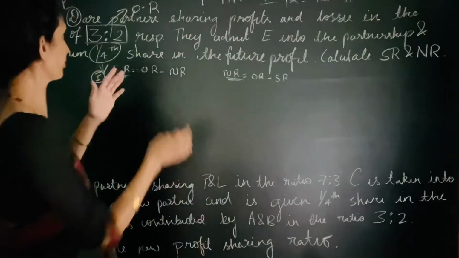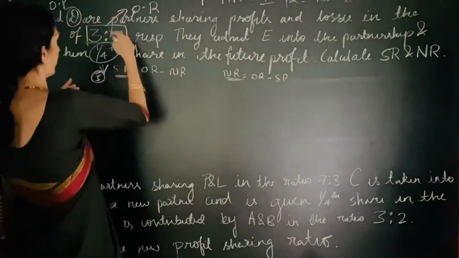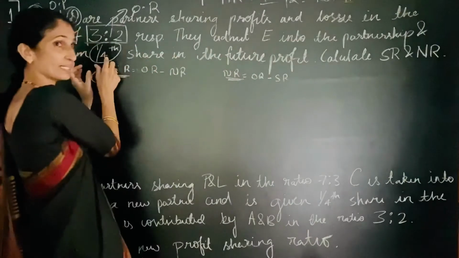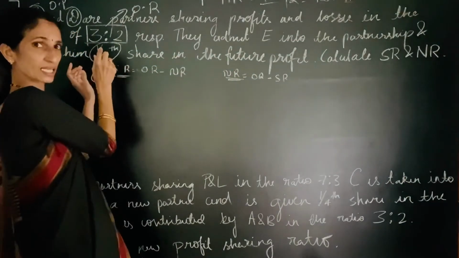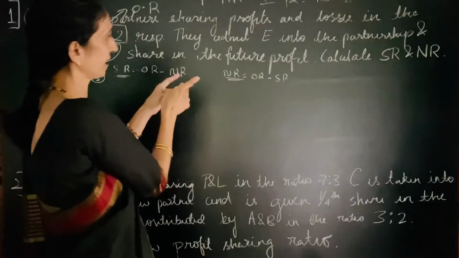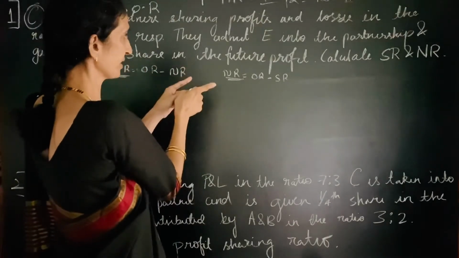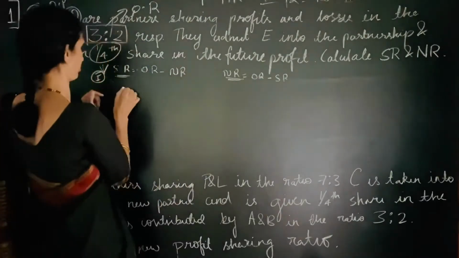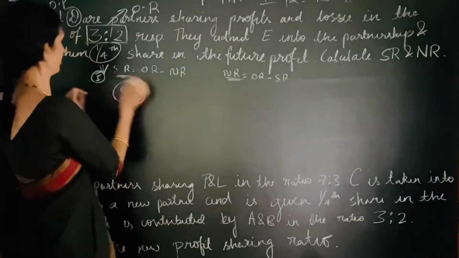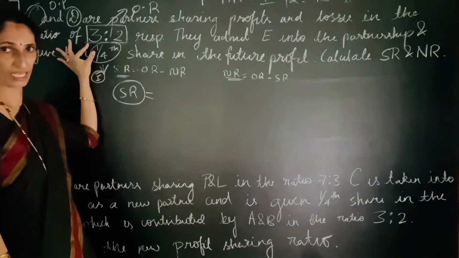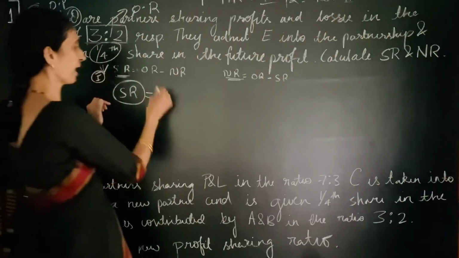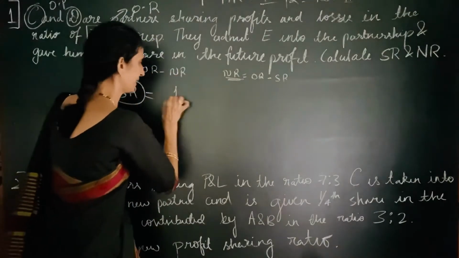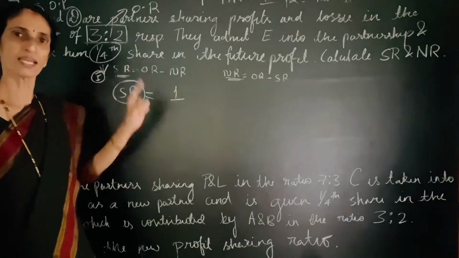See here how to analyze the problem. The old ratio is given, and the combined sacrifice of the old partners is given. So we have to calculate the new ratio and the sacrifice ratio. First we calculate the sacrifice ratio. Here only a 1/4 share is given to the new partner. So we have to assume that the whole profit of the firm is 1.